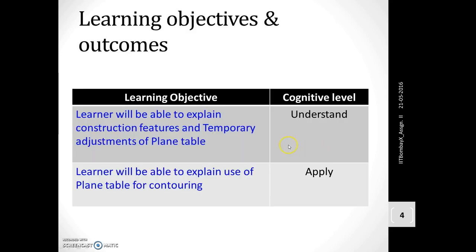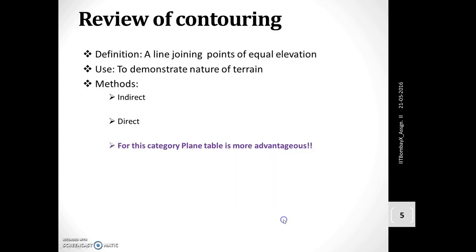The learning objectives that are defined are: learner will be able to explain construction features as well as temporary adjustments of the plane table. The cognitive level expected is understand. The second objective defined is learner will be able to explain use of plane table for contouring, and here the cognitive level is applied.